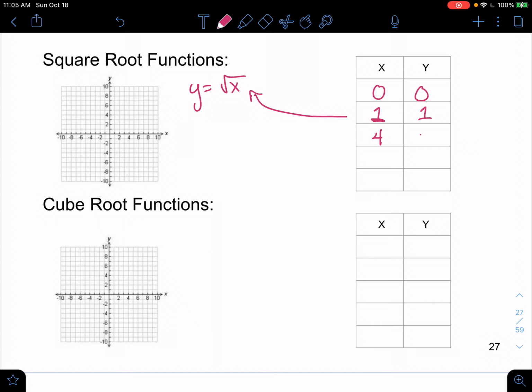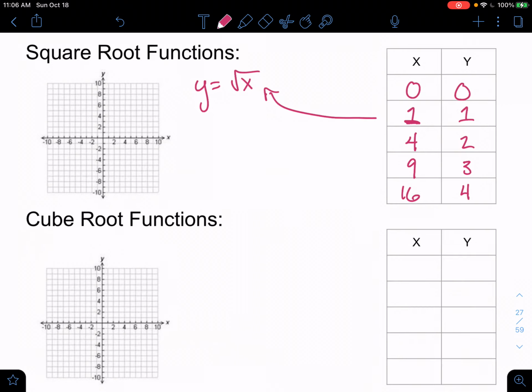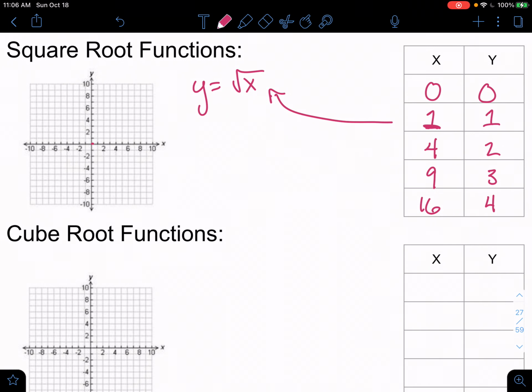So the square root of 4 is 2. From there, we get 9, which gives us 3. And last we would get 16 and 4, but that won't fit on our graph, so that won't be too helpful for us to graph. Now graphing the points we can see, 0, 0, 1, 1, and then 4, 2 shows up, and then 9, 3 shows up right here.